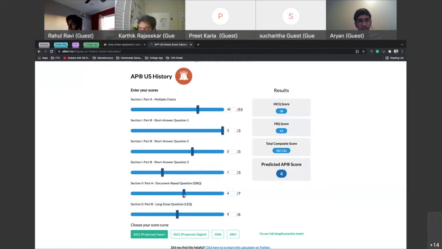So let's say on the document-based question, you do decently well, and generally people find the document-based question easier, so let's say you get a 5 out of 7 there, and let's say 3 out of 6 on the long essay question. So this is an okay score, right? 15 multiple choice wrong, your short answer scores are all over the place, and you haven't done the best on your essays, but you did okay. And that's still a 4, which is a great score nonetheless.